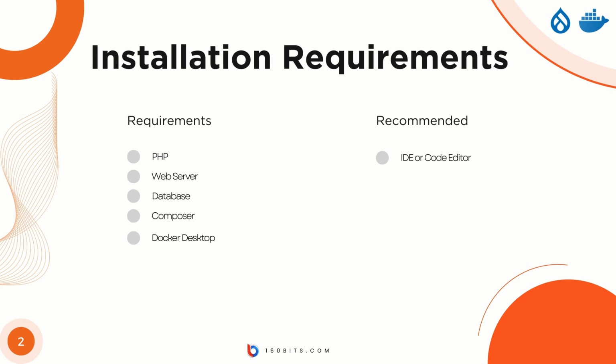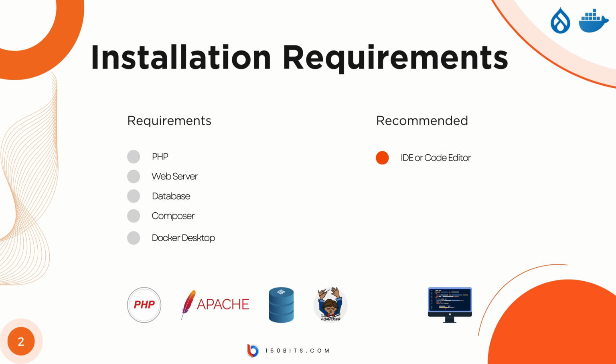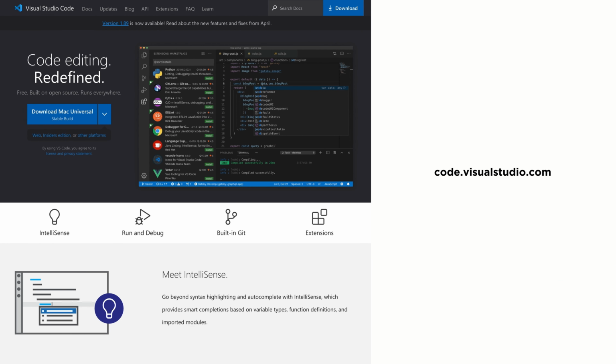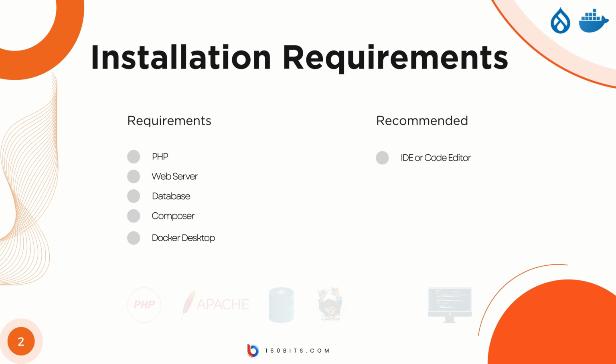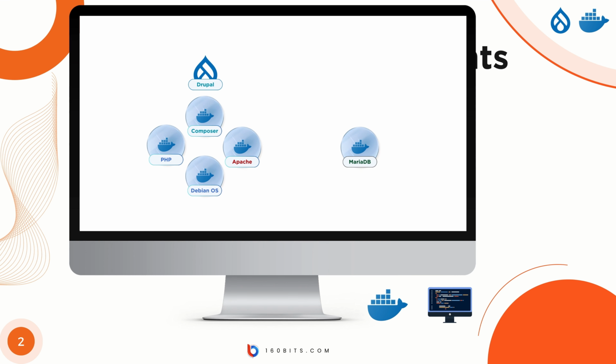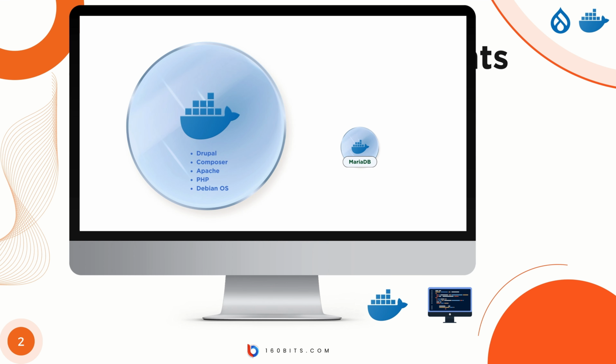In general, to install Drupal, you need a few components including PHP, a web server like Apache, a database, Composer, and an IDE or code editor. In this video, I'll be using Visual Studio Code, which is free. Specifically for Drupal installations with Docker, you only need to download and install the Docker desktop and an IDE or code editor. These other tools come packaged with Docker, so you don't need to download and install them separately.